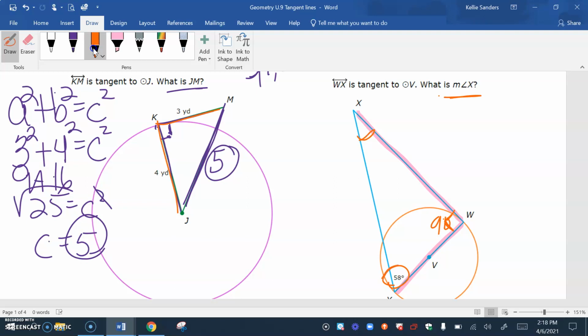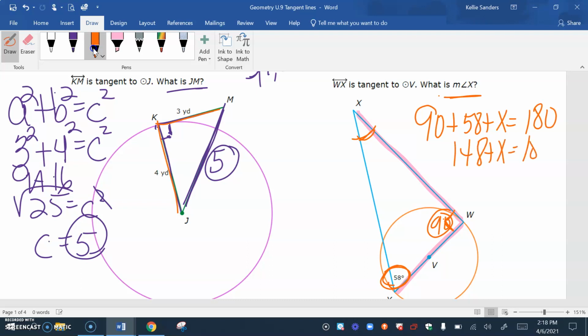And if we already know V is 58 and we know W is 90, and the only thing we're looking for is what X is, how are we going to find X? That's right. We're going to add 90 and 58, and I don't know what X is, but I do know that all three of them add up to be 180. So 148 plus X equals 180. Subtract the 148, and you get 32.